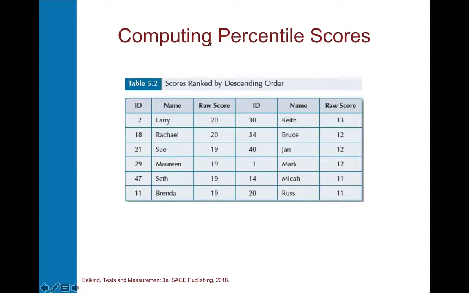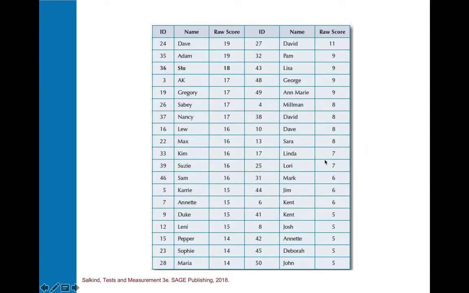So this table right here shows the scores that are ranked in descending order, starting with the highest score, going down all the way to the lowest score. This is just a continuation of that. And we can see over here to calculate where is Stu. Where are you, Stu? There you go, right here.